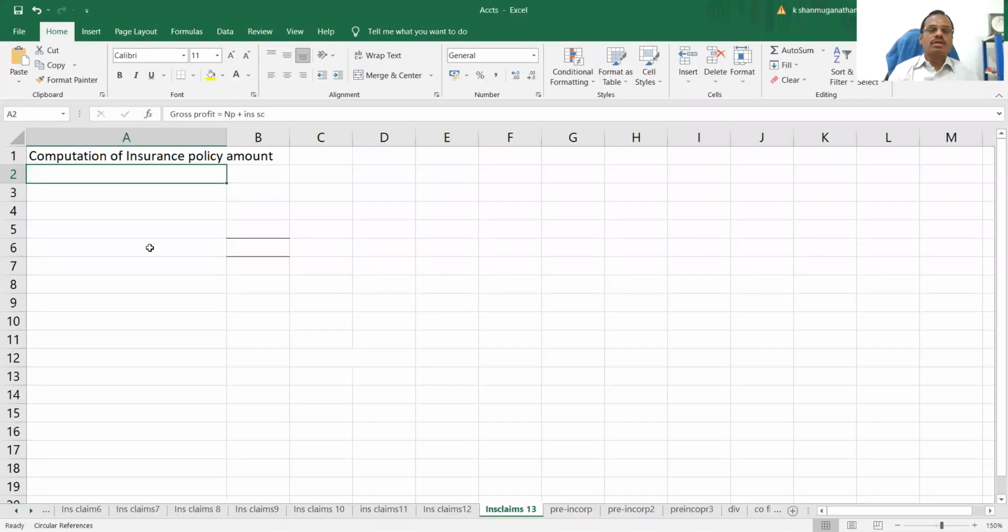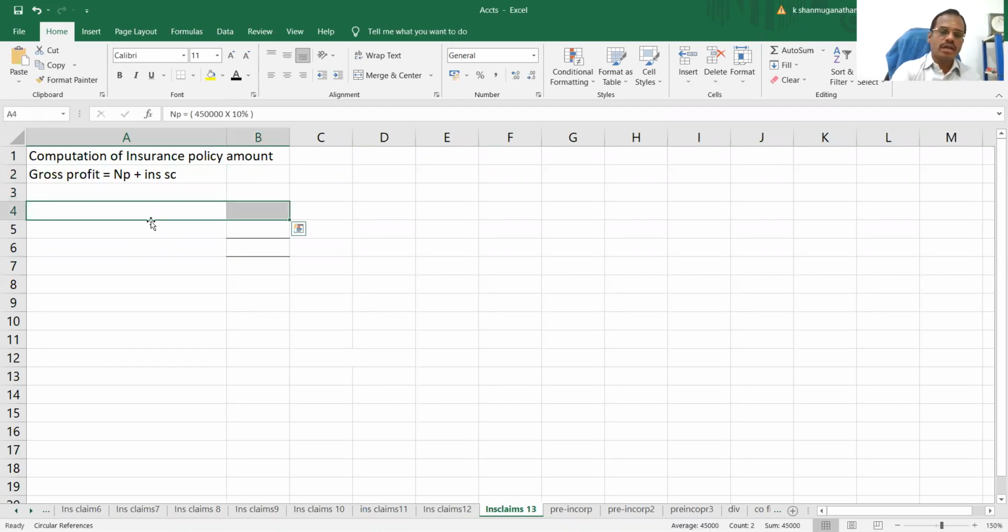So here you are computing the insurance policy amount for a loss of profit policy. I told you this popular formula just now: net profit plus insured standing charge. That is your gross profit. Earlier we found 1,35,000 was the gross profit. So net profit: first 4,50,000 into 10%, you will get 45,000 net profit.